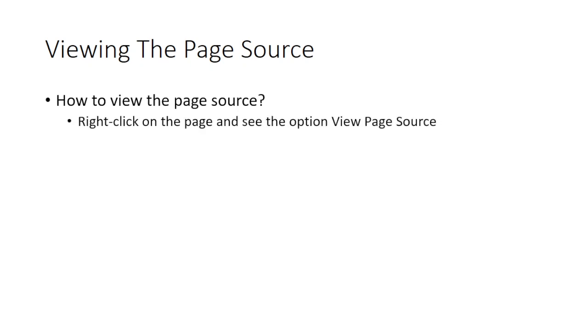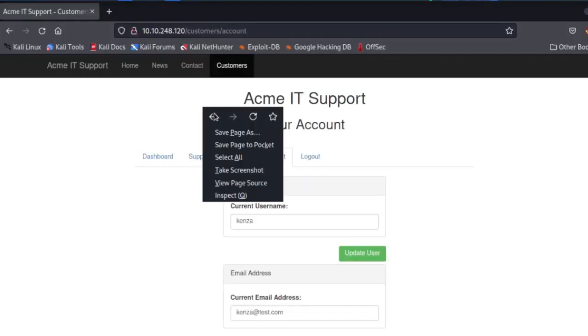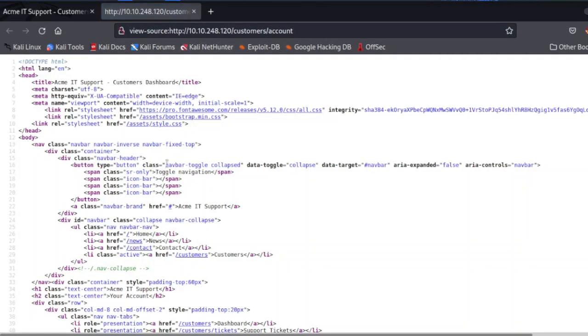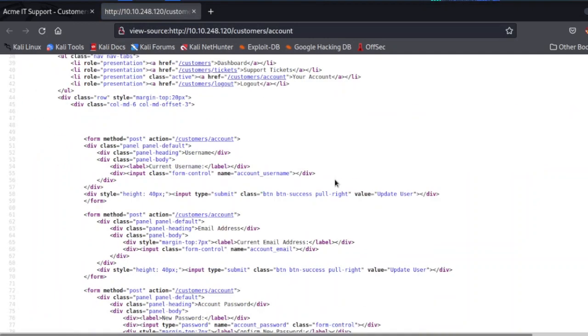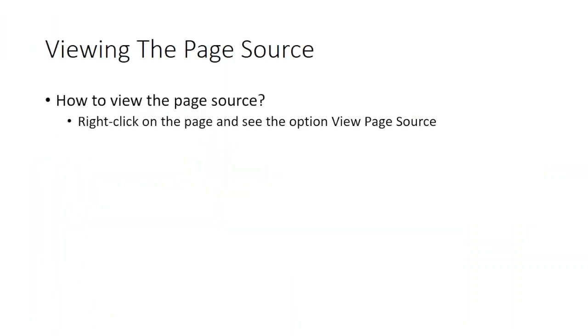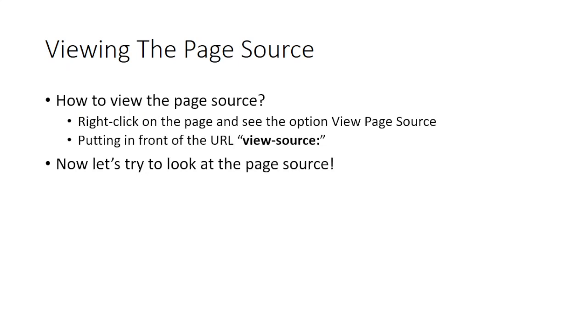Normally you just right click on the page and see the option view page source. Like here you can see view page source, and it will open the page source like this. And most browsers now also support putting view-source: in front of the URL. So now let's try to look at the page source.